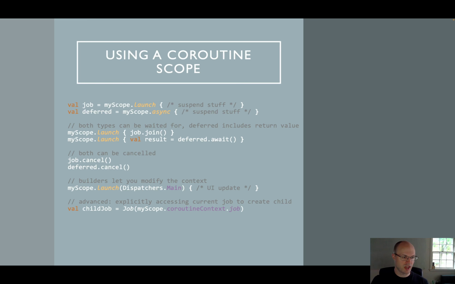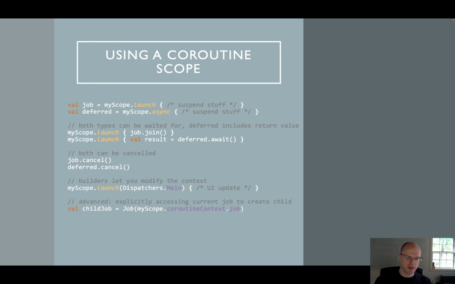Both of them return you a value for managing that suspend work. The first one, launch, returns a job. Async returns something called a deferred, but deferred is literally just a job plus the value that is returned from the suspend functions. I can also start other coroutines here that are going to wait for those first coroutines to finish. So this is an example of how you can add dependencies between coroutines. This first coroutine is just going to wait for the first job to finish. The second example is waiting for the async to finish, and it's also getting the return value out of it using await.